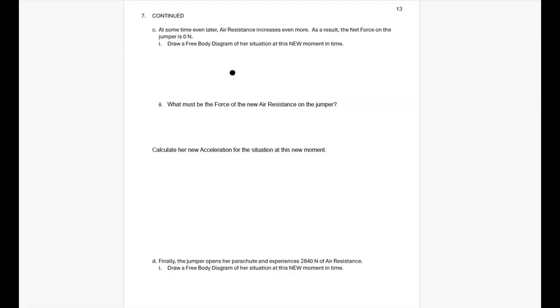Now, if we look at part C of this problem, her air resistance has increased even more. And we are told the net force on her is 0. Well, we know her weight didn't change. Her weight is still pointing downward with 840 newtons. That's a negative direction. And if her net force is 0, well, then her air resistance must also be equal to 840 newtons. Of course, this time it's in the positive direction. Well, her air resistance must be 840 newtons to balance those two out. So that answers that part of the question.